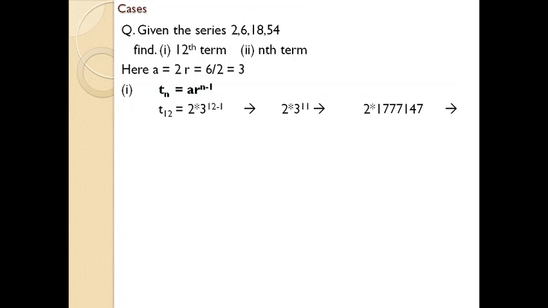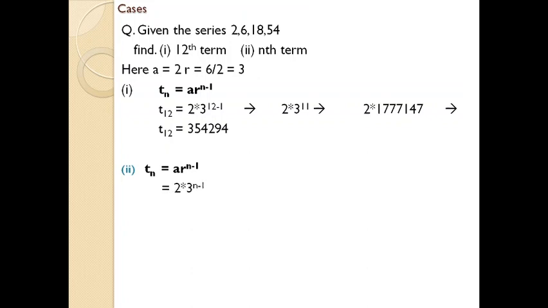In geometric progression, you need to be aware of such steps, so be familiar with that. Finally, you get the value T12 equal to 354294. This is how common geometric progression cases work. Next one, the second part, you need to find the nth term.